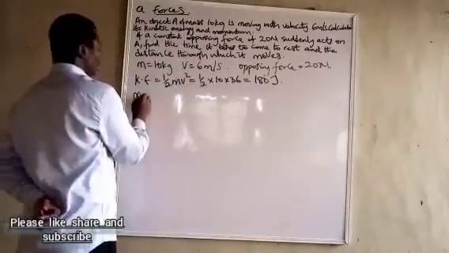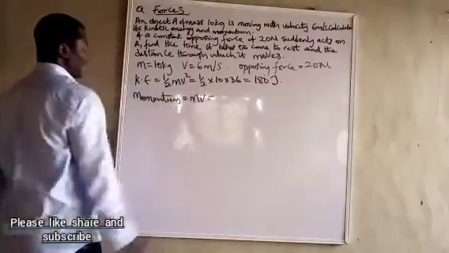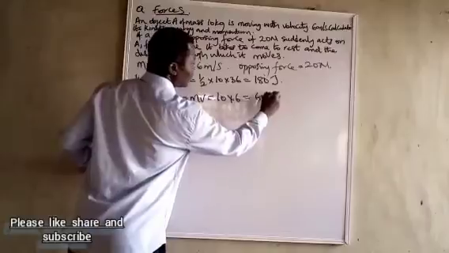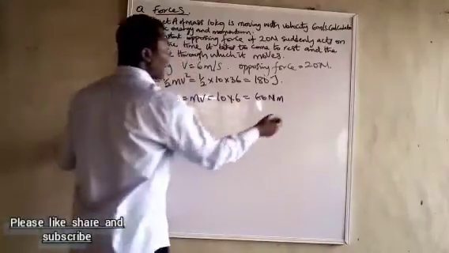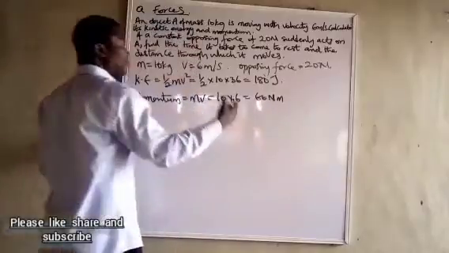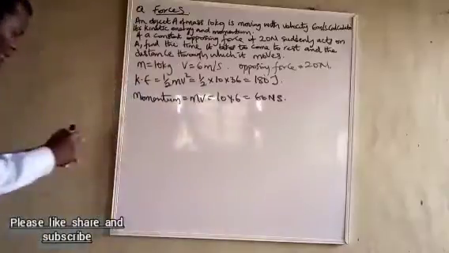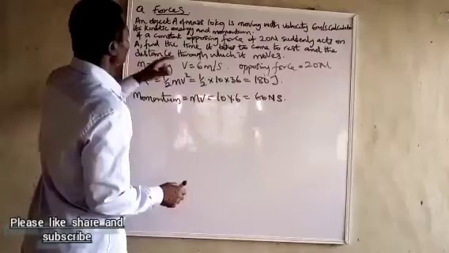Now, the momentum is mv, mass times velocity, and that will give us 10 times 6, which is 60 kilogram meters per second, or newton second. Now, we have to find the time by which it comes to rest.